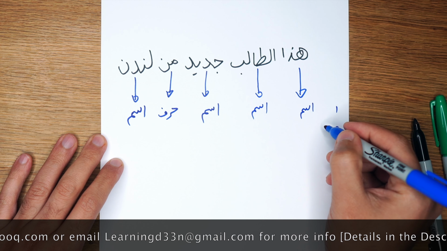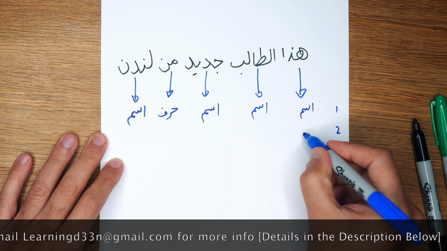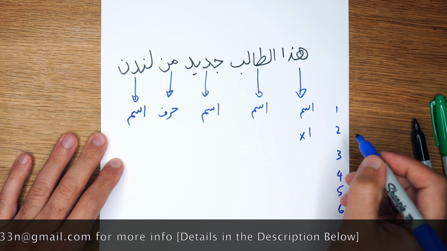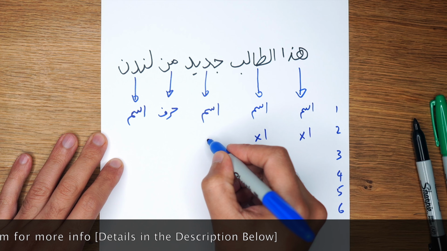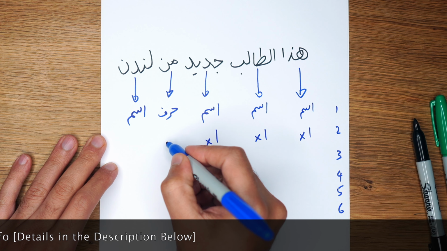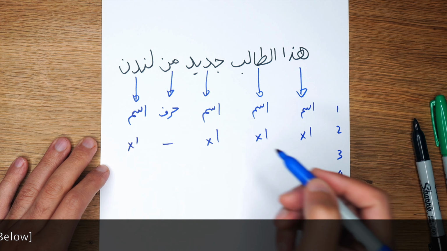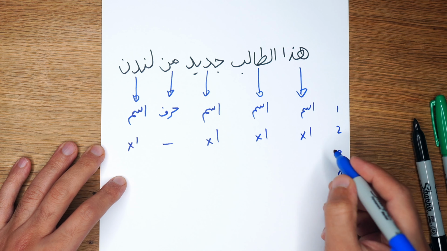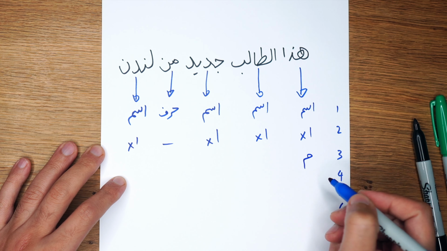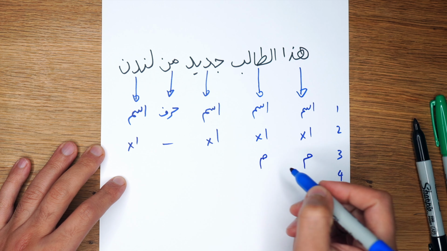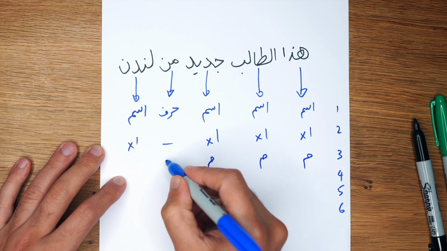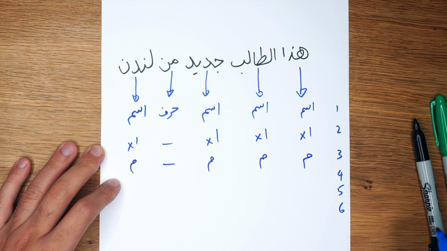Number two, is this 1, 2, or 3? So this is times one, which means wahid, singular. And obviously, this doesn't really apply here. London is times one. Okay, number three, is this masculine or feminine? So this is a masculine word, meem for masculine. Okay, this doesn't apply. This is a masculine word.